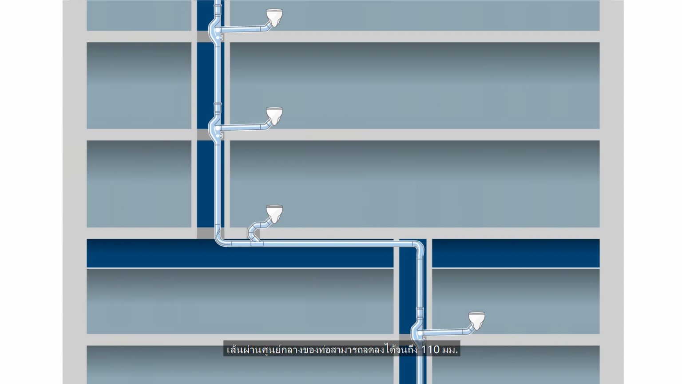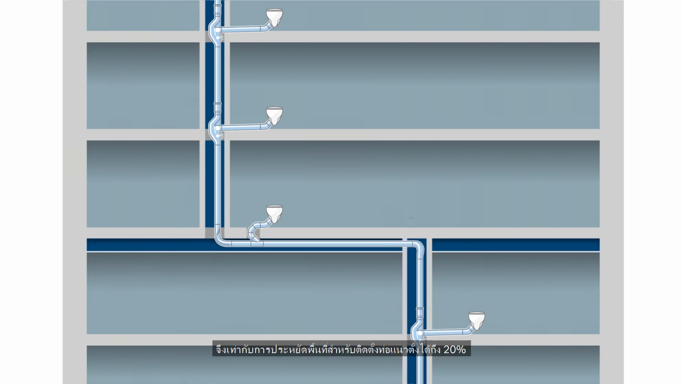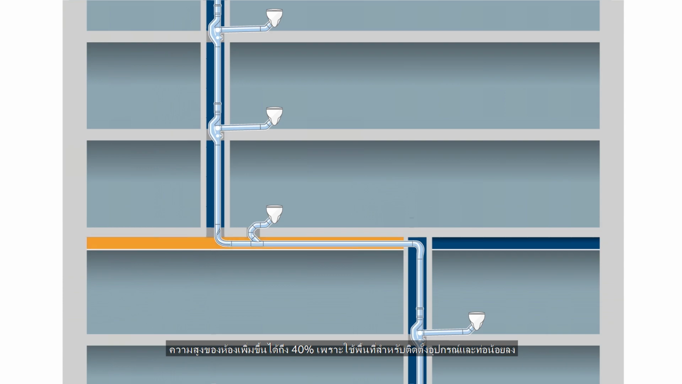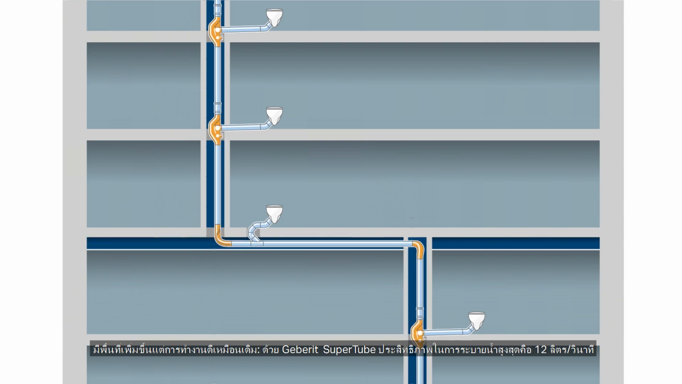The diameter of the pipelines can be reduced to D110, and horizontal pipelines up to 6 meters long do not require a slope. This equates to a space saving of up to 20% in the vertical duct. The gain in room height equates to up to 40% less suspension distance being required. More space with no loss of performance. With Geberit SuperTube, the maximum discharge capacity is 12 liters per second.